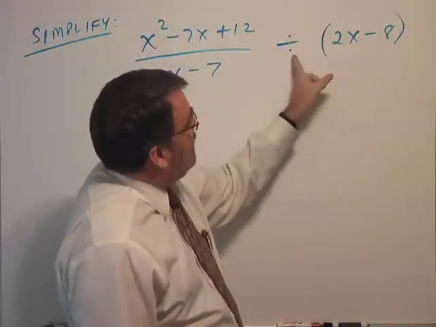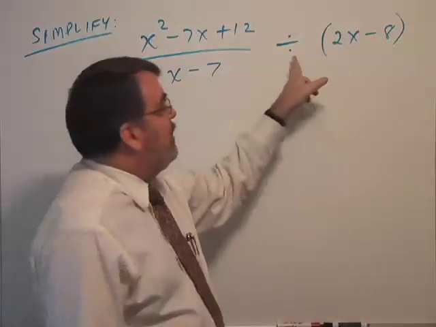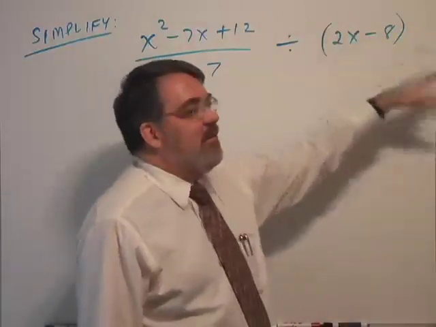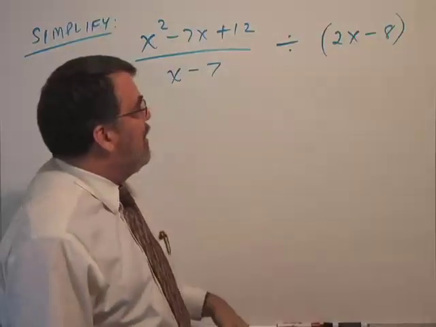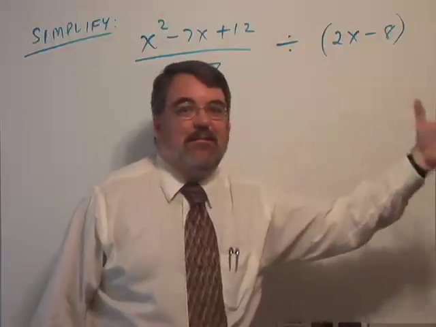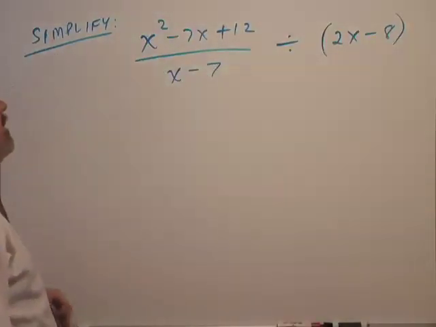If the parentheses weren't there, then the order of operations would say to divide by 2x and then subtract 8 from everything. So it was important for me to write it this way to show you what I wanted to show you.